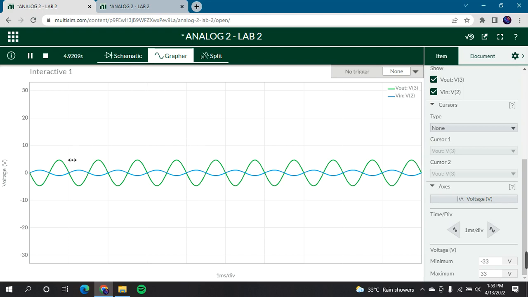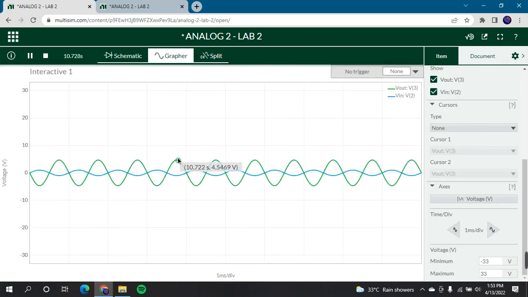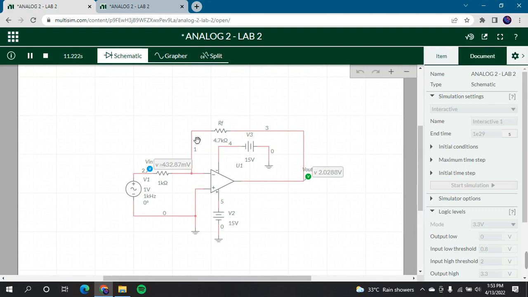So for 4.7K, we will get this graph for Vout because the RF is 4.7K and the Vin is almost 1K, as we can see in the graph. The Vin here, Rin and RF 4.7K, and we will get almost 4.7 because to get the gain, it is negative RF divided by Rin.